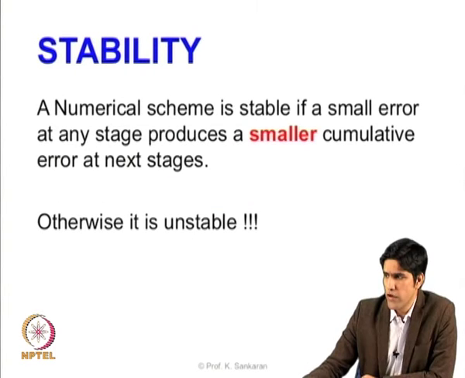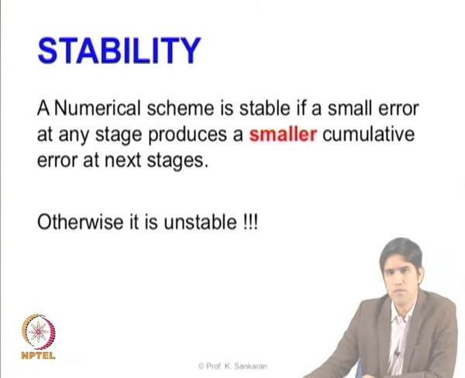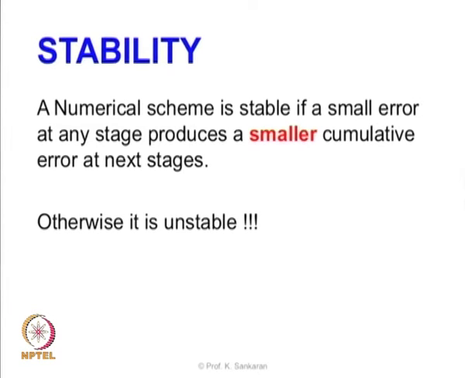This being said, we can also say the numerical scheme is stable if a small error at any stage produces a smaller cumulative error at the next stages. So this is what we saw in the example video, where you saw the dominoes falling one after the other. You have to make sure that a small error at any stage does not lead to an explosive numerical error at the later stages. So we have to make sure that the error is smaller over a period of time. Otherwise, the scheme is said to be unstable.